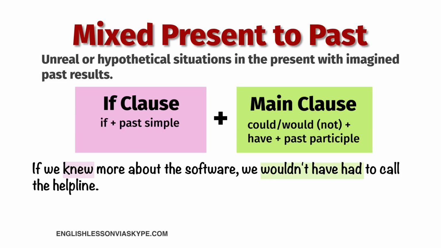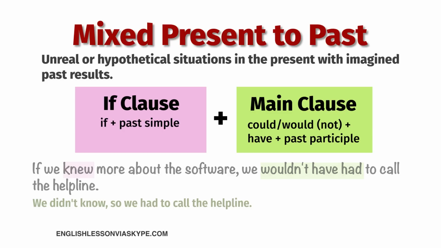If we knew more about the software now, we wouldn't have had to call the helpline. So if plus the past simple, if we knew more about the software, we wouldn't have had, that's our have plus our past participle, we wouldn't have had to call the helpline. Okay? Now, the fact is we didn't know, so we had to.